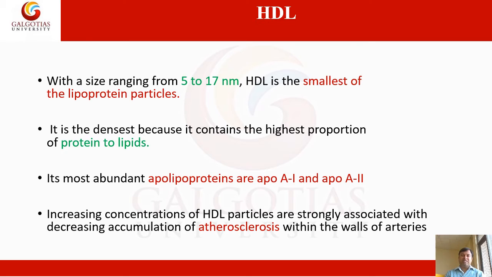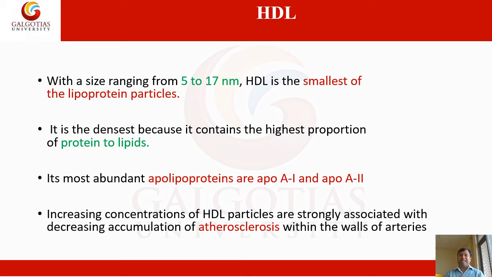Now come to the HDL. HDL is a high-density lipoprotein. If we see here, the size of HDL is 5 to 17 nanometer. HDL is the smallest lipoprotein particle. It's the densest because it contains the highest proportion of protein to lipid. The most abundant apoproteins are ApoA1 and ApoA2.